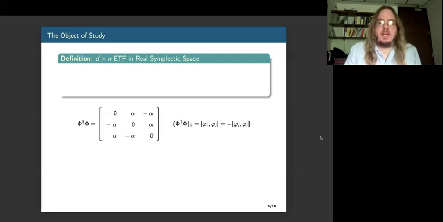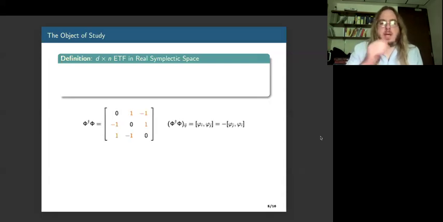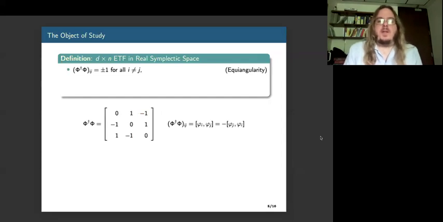Now, the symplectic form doesn't give rise to a norm here. So what I can do is universally scale this phi so that my alphas are a number that I want. I'm going to do that so that all my alphas are 1 or negative 1. This is just for the sake of this talk, it's going to be nice for me. And this is what I'm going to take as the definition of equiangularity in symplectic space. That is, all the off diagonal entries are plus or minus 1. I still need to handle the T and the F.